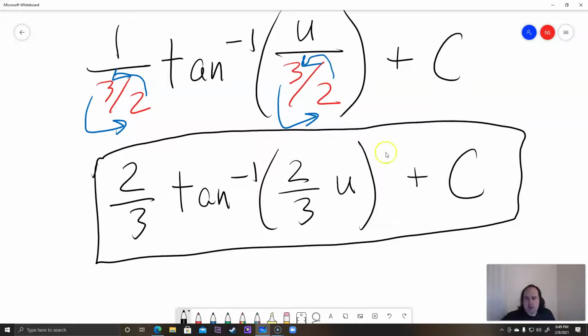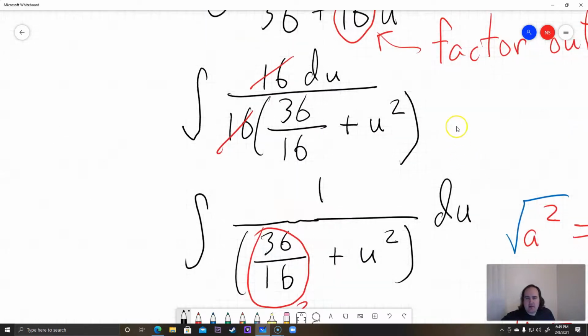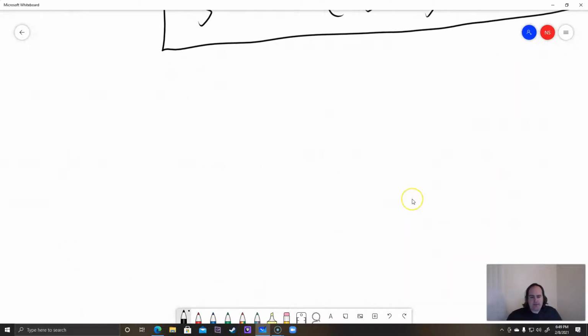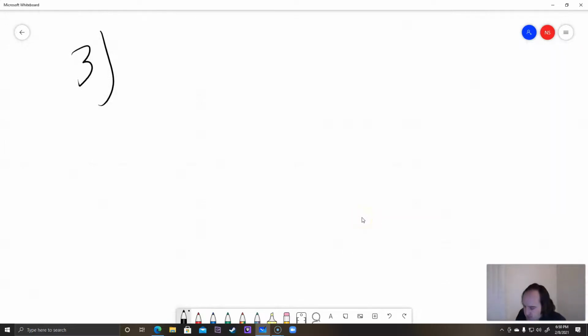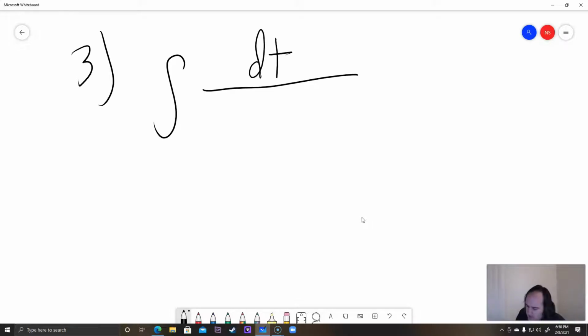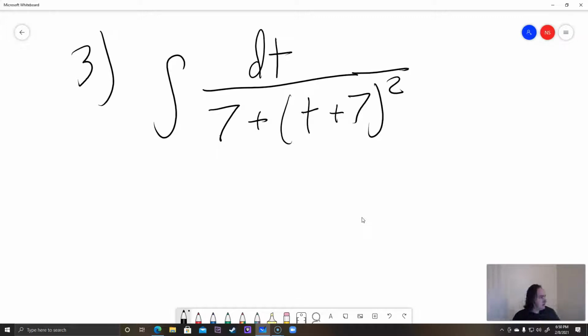Okay, now these do get a little bit more tricky. That one had a bit of a trick to it, but hopefully it wasn't too bad. So let's take a look at example number 3. So for example number 3, we're integrating dt over 7 plus the quantity t plus 7 squared. Okay? So we have the integral of dt all over 7 plus parentheses t plus 7 squared.